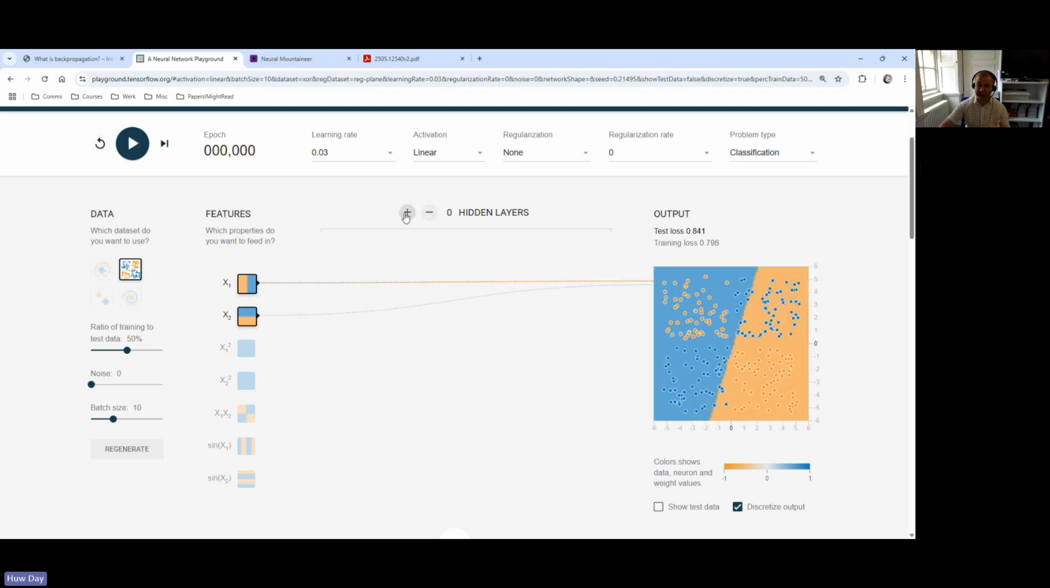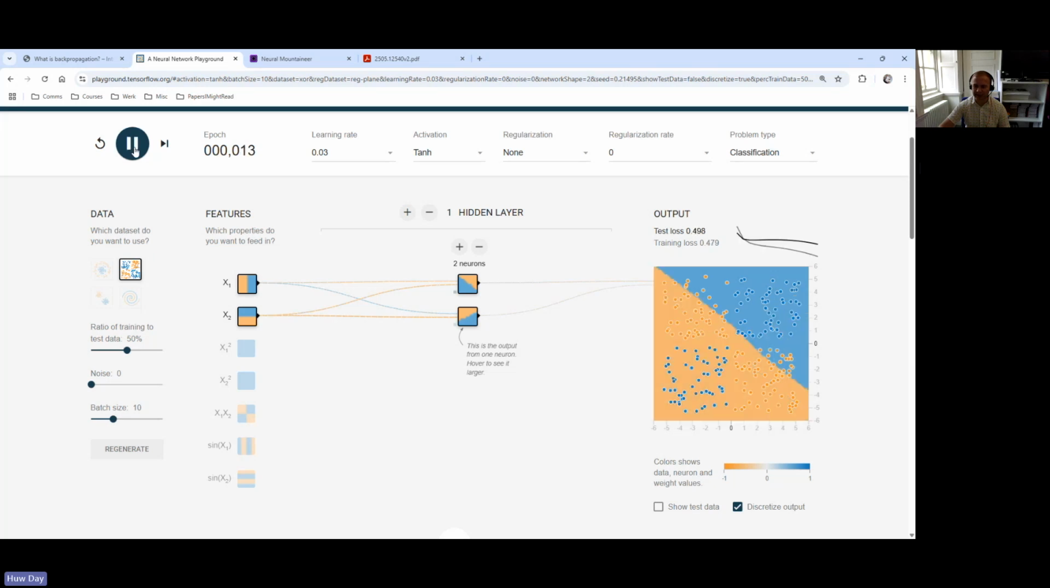And so what we saw is that we added, say, a hidden layer with two neurons, and I think we used the hyperbolic tangent. And I think if we hit play here, then we can start to see it starts trying to separate them. And it does a decent job.